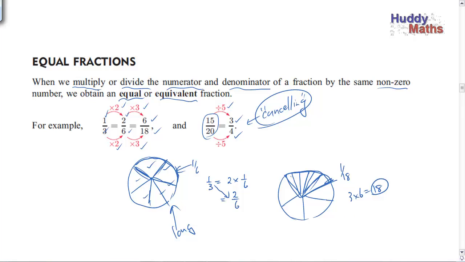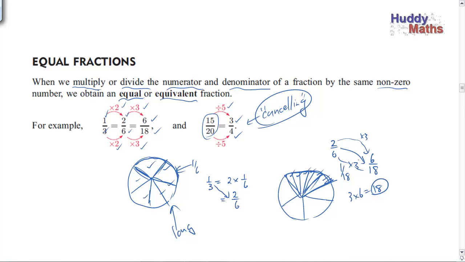So our third is now 6 18ths. A lot of work, a lot of work. What's the easiest way of going from 2 6ths to 6 18ths? Multiply the top by 3 and the bottom by 3. So that's where the rule comes from.